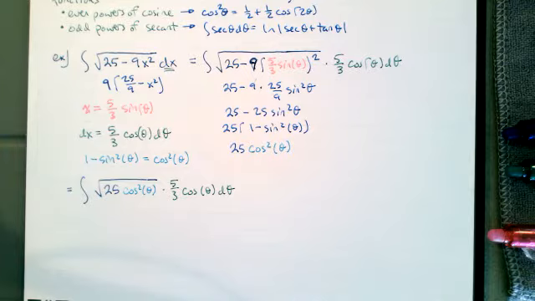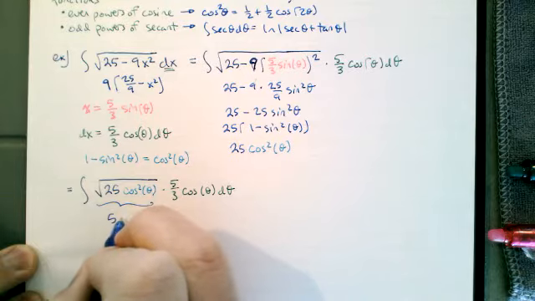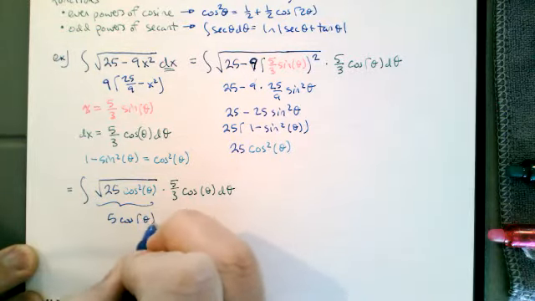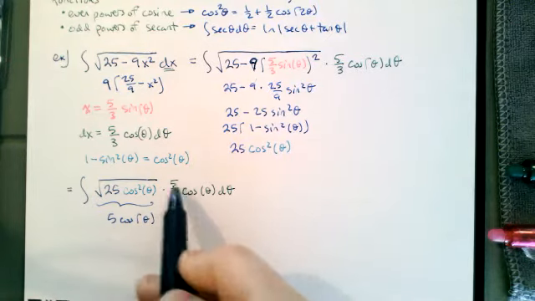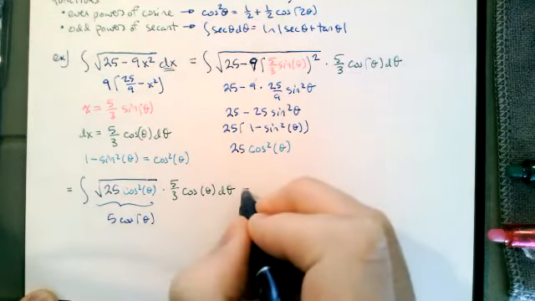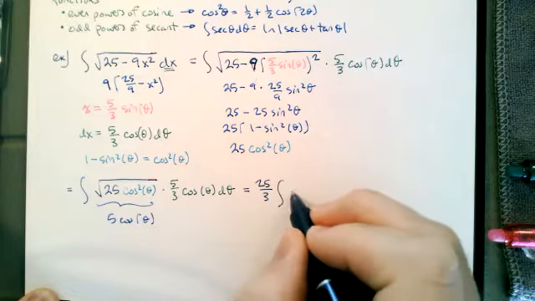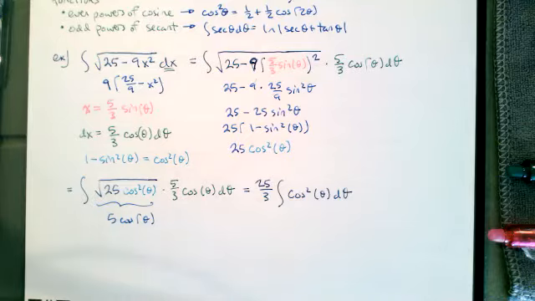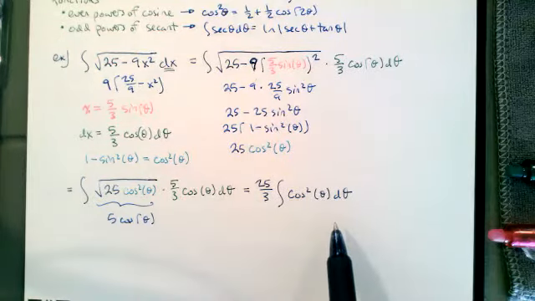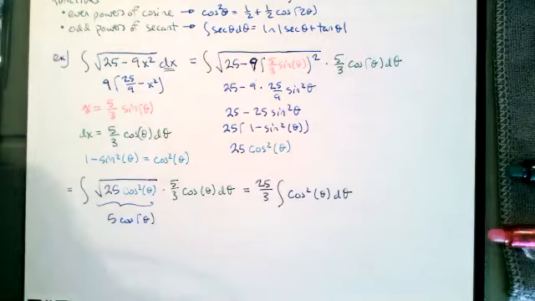This is where we wanted to be. The square root of 25 cosine squared, we can simplify to just 5 cosine of theta. I still have this 5/3. I'm going to pull my constants out in front because I always do, and we'll have 25/3 times the integral of cosine squared theta d theta. This is where we're at the g of theta part. This is the end of Act 1.